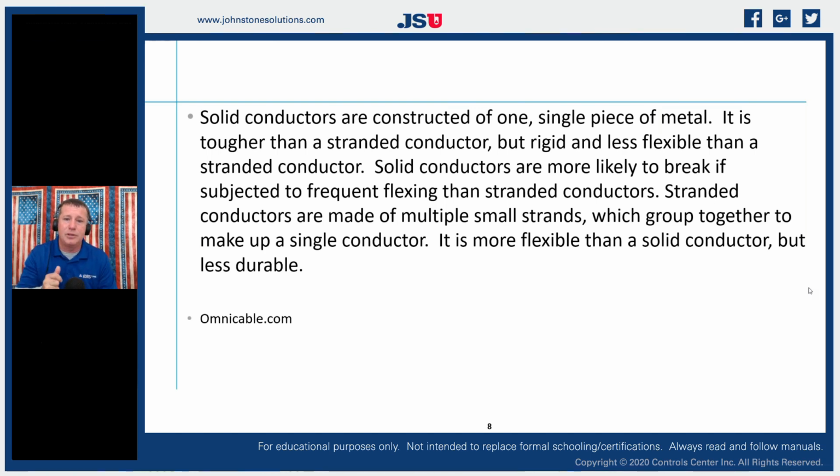But stranded conductors are made of multiple small strands, which group together to make up a single conductor, which makes it more flexible but less durable. So a physical trait that they have that is different is their ability to be flexible or rigid and the strength that comes from that. When we start talking about the use of a conductor, we have to think about how it is constructed internally. If we need it to be flexible, we're probably going to need to have a stranded wire. If we need it to be more rigid and more structured, we're going to need a solid conductor. So they have physical characteristics that make them different.